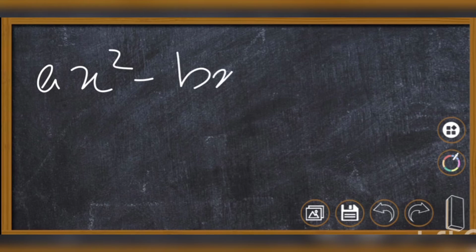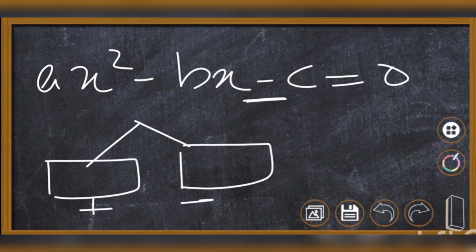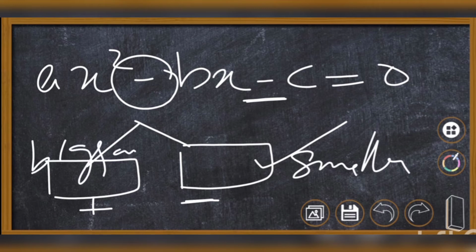Ax square minus bx minus c is equal to 0. We have seen that when c is associated with minus sign, both roots will have different signs. Both the roots of the equation will have different signs. One will be positive and one will be negative. And what will be the sign of the smaller number? It will be the sign which is associated with b. So the smaller number will have minus sign, and the positive number will be the bigger one.